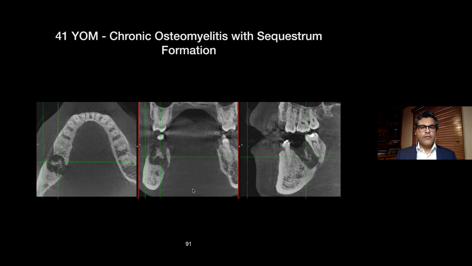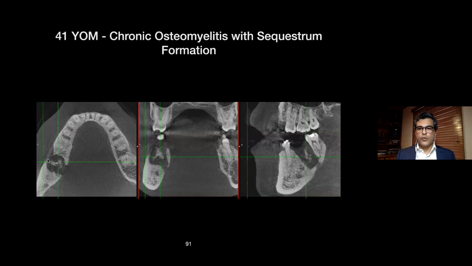So a 41-year-old male, chronic osteomyelitis with sequestrum formation. The patient had an extraction. The lesion was not healing. And it was decided to take a cone beam CT. And as you can see, there is a sequestrum formation, a dead piece of bone floating around in the socket. There is erosion or resorption of the lingual cortical plate, the buccal cortical plate. And this is pathognomonic. There's some periosteal new bone formation here. All of these findings are pathognomonic of chronic osteomyelitis with sequestrum formation.